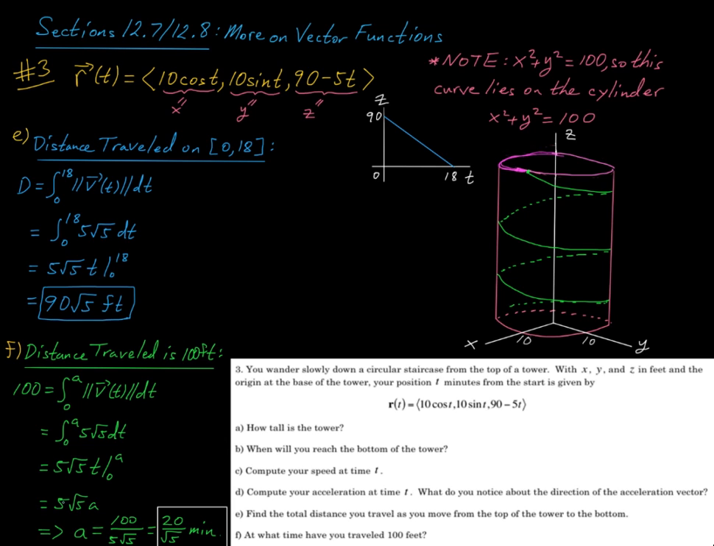This turned out to just be 5 root 5 times this unknown upper limit of integration a, and so if 5 root 5 a is 100, then a itself must be 100 over 5 root 5, which simplifies to 20 over root 5, and that would be minutes, because a here is a time. Cool. All right, well, that does it for this question.